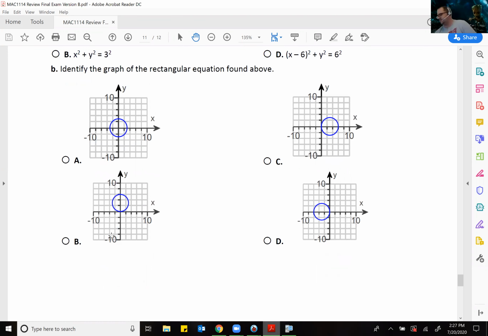And that, my friends, is trig and everything that we learned from the beginning of the year all the way through now. Have fun, enjoy, good luck.